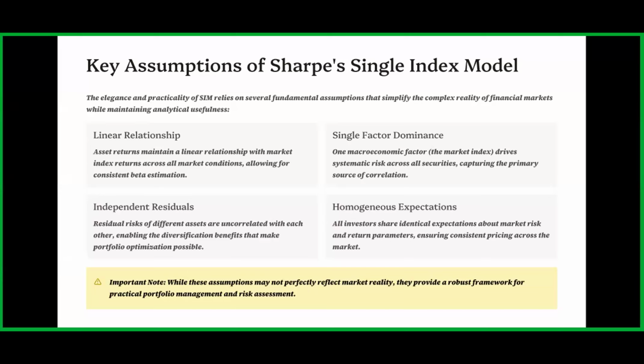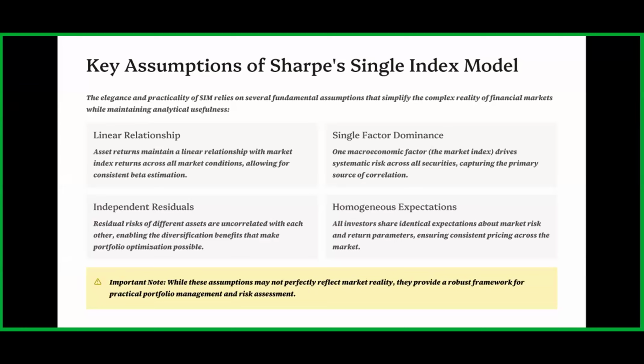The next one is single factor dominance. That's the one macroeconomic factor. Macroeconomic factors like GDP, unemployment, per capita income, national gross income, and the interest rates in the economy. All these are macroeconomic factors. The one macroeconomic factor drives systematic risk across all the securities, capturing the primary source of correlation. That means each and every macroeconomic factor drives the systematic risk for all the companies and all the securities. So this is the second assumption.